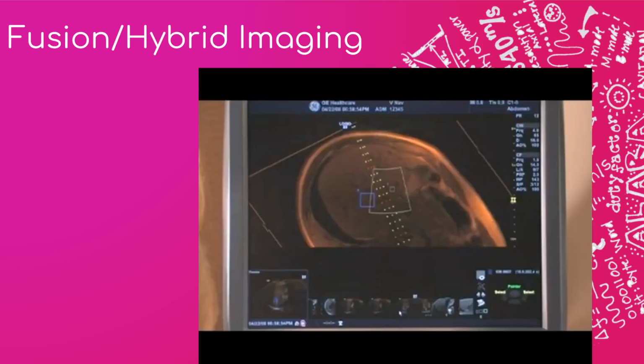Now, mark a common point between the two images. Start by marking a point on the live scan. Then use the transducer to scan through the previously acquired dataset and mark the corresponding point.